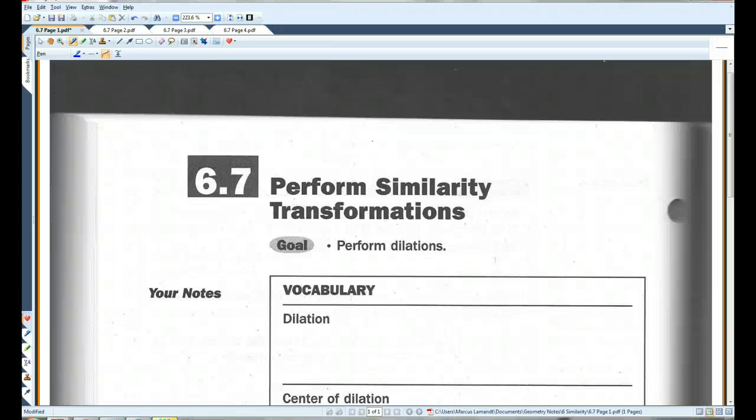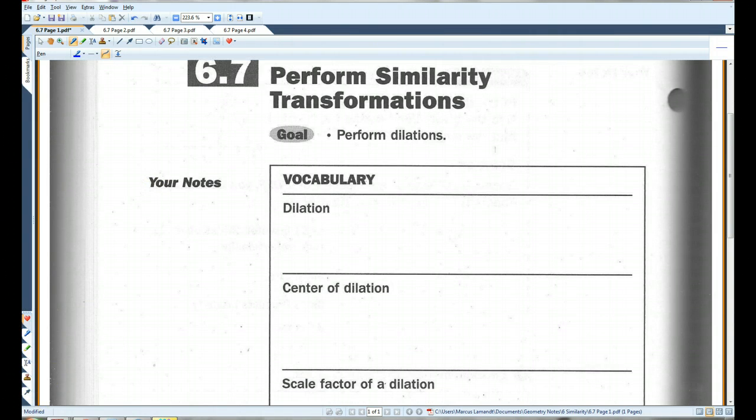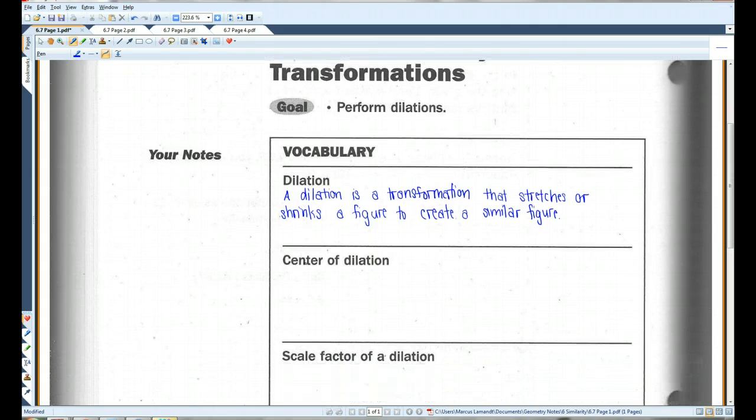Alright, if you guys could please turn to 6.7, perform similarity transformations. A couple vocab terms to start. Dilation. A dilation is a transformation that stretches or shrinks a figure to create a similar figure. So, whereas before we were shifting figures, rotating figures, and reflecting figures, now we're actually going to be making them bigger or smaller, but still keeping them similar.